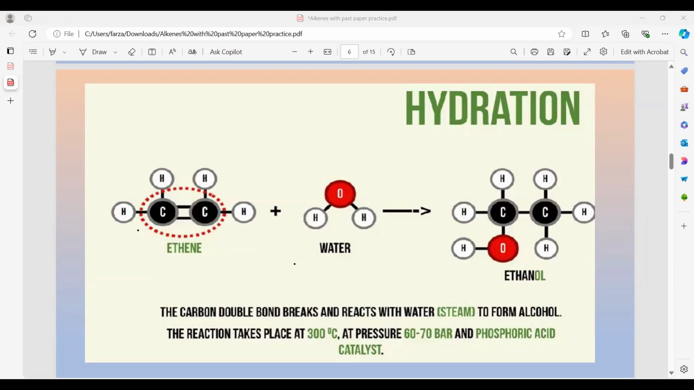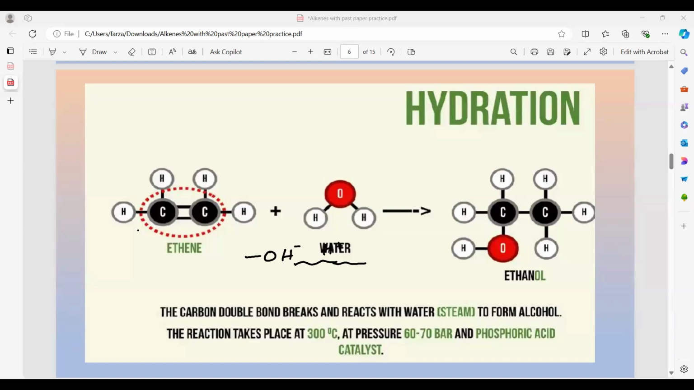So our next reaction is hydration. Similarly, here, the double bond in the alkene reacts with water, resulting in the addition of the hydroxyl. Now, you know water is H2O. So it forms hydroxide ions, OH ions. Okay, let me write that here. So it forms the OH and H plus ions.